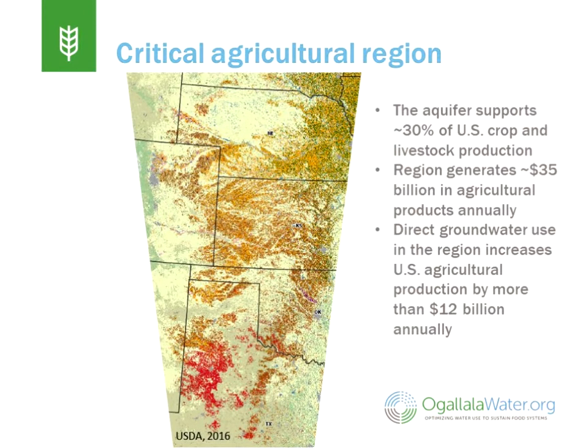And it's a very critical agricultural region, both within the U.S. but also globally. The aquifer supports about 30% of U.S. crop and livestock production, and a big part is the livestock piece, that we have a very high concentration of livestock within the Ogallala Aquifer region. This outlines the broader region of the aquifer, which generates about $35 billion in agricultural products annually, and it's thought that groundwater use directly contributes about $12 billion of that productivity. It is mostly in terms of irrigated crops.